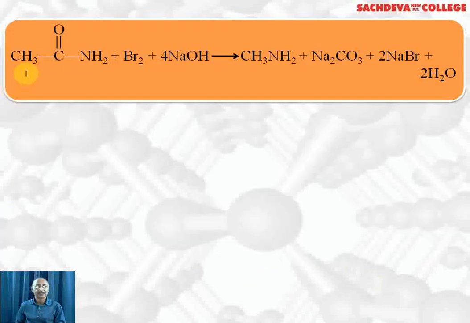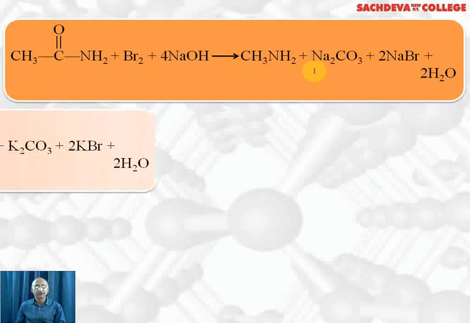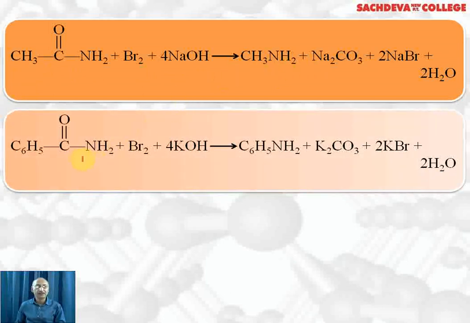Let's take a specific example, acetamide. When treated with bromine and 4 NaOH, we get methanamine, that is, one carbon atom less, plus sodium carbonate plus 2 NaBr plus 2 water. Another example: if you are asked to convert benzamide to aniline, use this method. Benzamide plus Br2 plus 4KOH gives you aniline plus K2CO3 plus 2KBr plus 2 water.